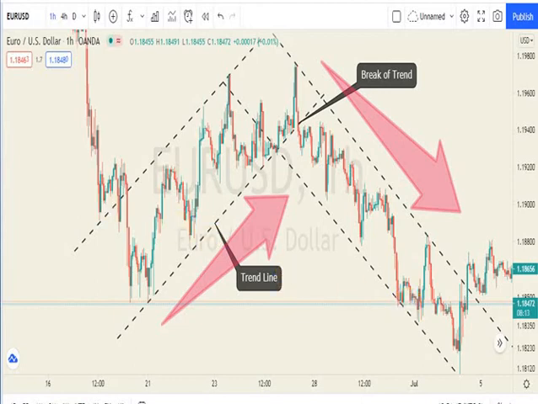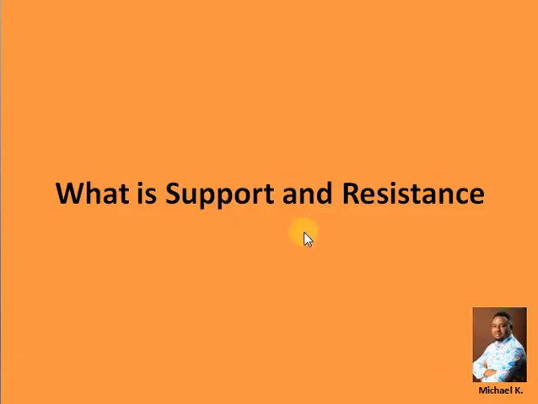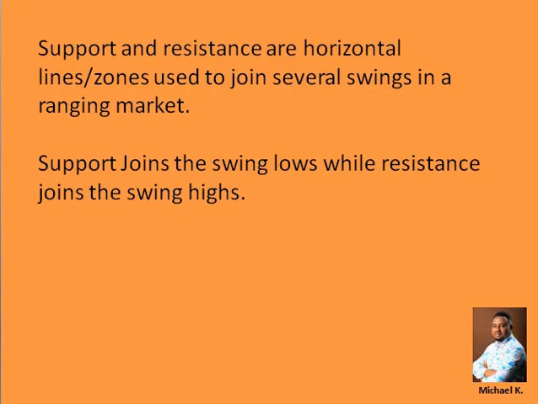Let's go to the next slide. What is support and resistance? Support and resistance are horizontal lines or zones used to join several swings in a ranging market. Just like we use a trend line to join swings on a trending market, we use support and resistance to connect swings of a ranging market. So support joins the swing lows, while the resistance joins the swing highs.